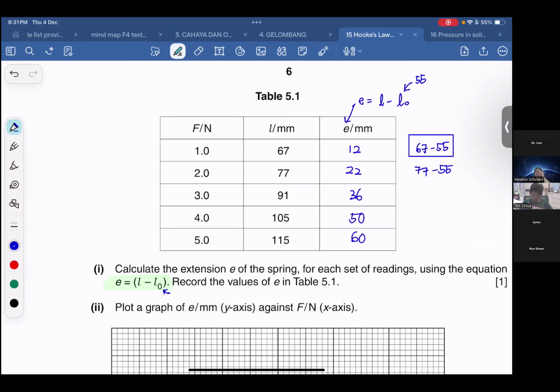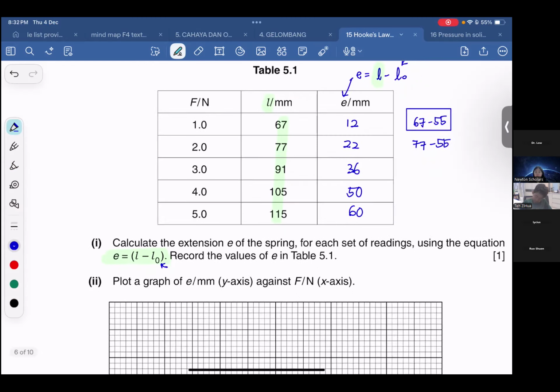Are you able to get this answer? Yes or no? Know how to do the calculation? The L is this L. All these values are your L. Then 55 is the constant value that you measured just now, 55 mm.